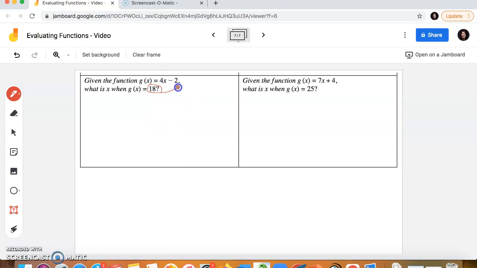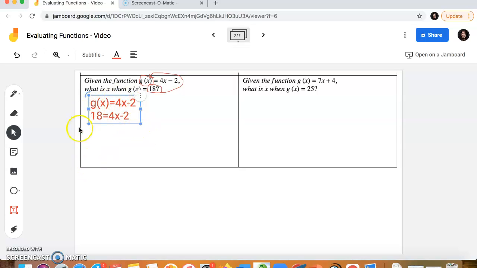So again, we're going to plug in. It says g of x this time, but it's okay, we do it the same as before. Because it's telling us g of x is 18, that means we're going to plug in the 18 for the g of x. The 18 is our output. We need to find our input. So we're going to once again solve for x.